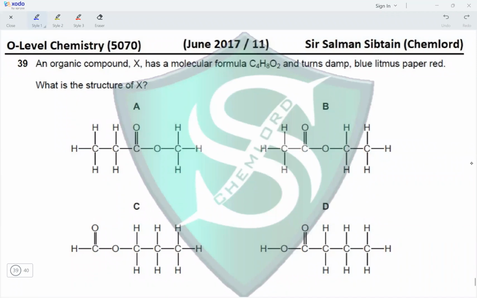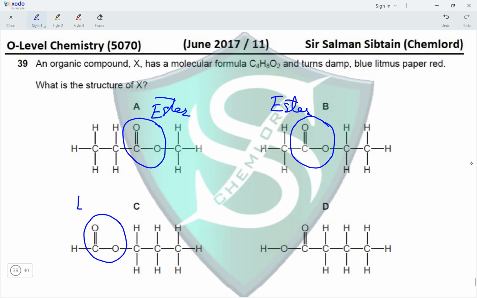Question 39. An organic compound X has a molecular formula C4H8O2 and turns damp blue litmus paper red, which means it is a carboxylic acid, because acids are known to turn blue litmus red. What is the structure of X? So A has an ester bond present. B also has an ester bond present. C also has an ester bond present, while D has the presence of a carboxylic group. Out of these four, D is the only one that is a carboxylic acid, while all the others are esters.